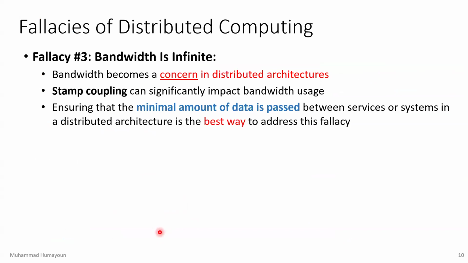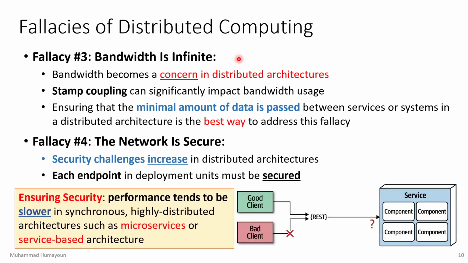The third fallacy is bandwidth is infinite, which is not true. Bandwidth is always finite. So whenever you are working in a distributed setting, you need to be really vigilant about the use of your bandwidth. Only make calls which are absolutely necessary. Ensure that you send a minimal amount of data between two services, because bandwidth becomes a concern in distributed architectures. Bandwidth is not infinite, though we sometimes consider that it is.